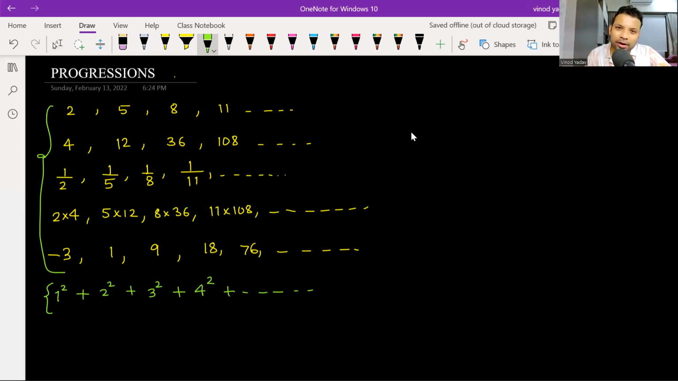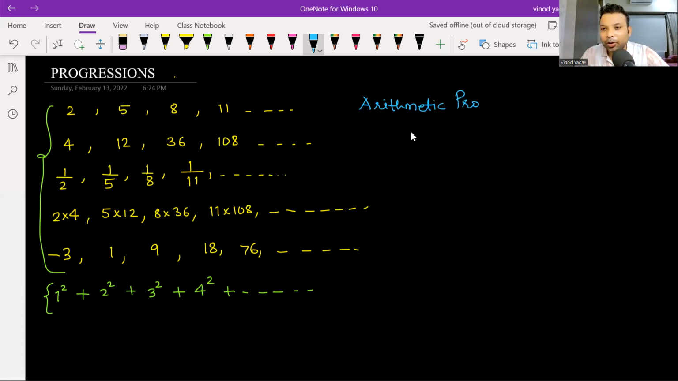Sequence means there can be any numbers, there may be some logic, there might not be some logic, but if there is some logical pattern, some logical progress, then only we call it a progression. In the first one, you can see the progress as plus 3, plus 3, plus 3, plus 3. That is a unique pattern in that sequence, so I can call it a progression. That sequence qualifies as a progression, and this is arithmetic progression, where the difference between two consecutive terms is constant.